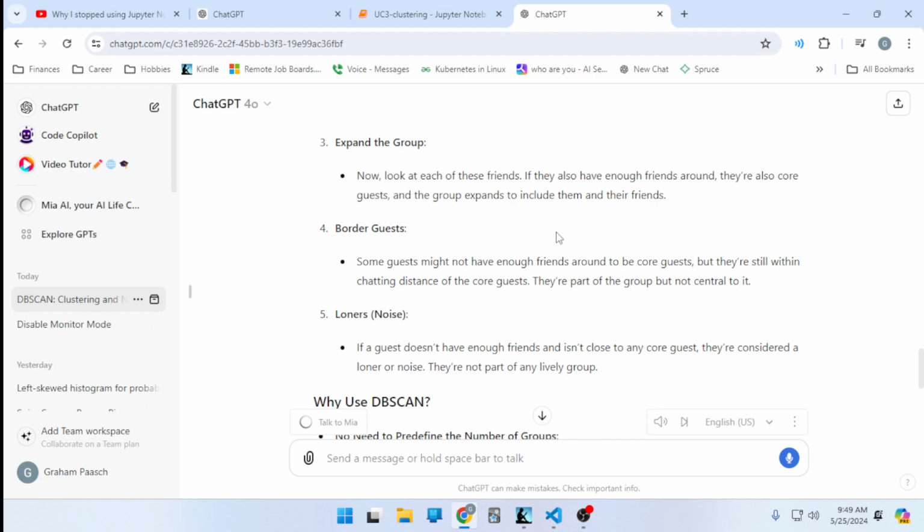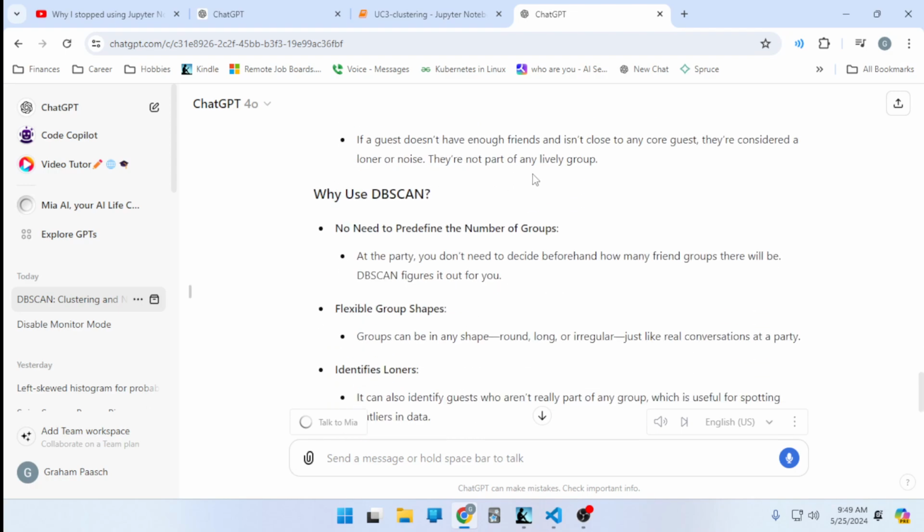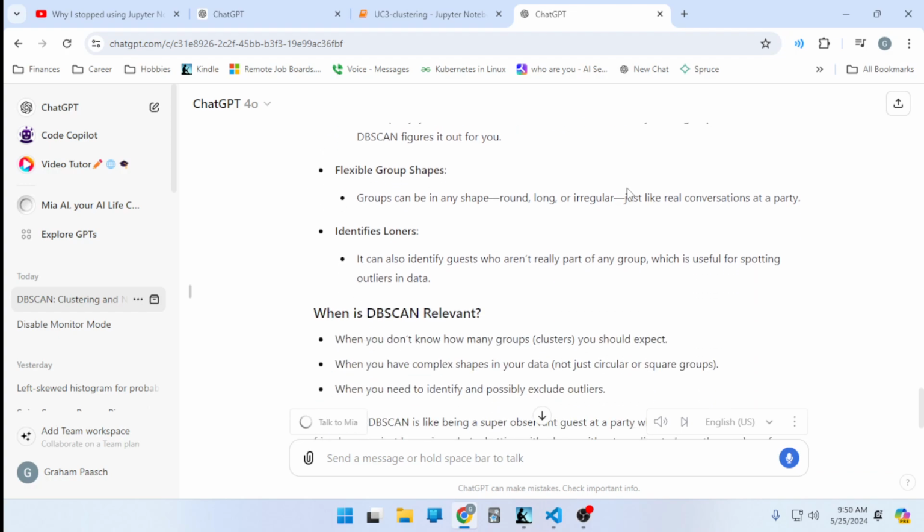Why use DBSCAN? No need to predefine the number of groups. At the party, you don't need to decide beforehand how many friend groups there will be. DBSCAN figures it out for you. Flexible group shapes. Groups can be in any shape, round, long, or irregular, just like real conversations at a party. Identifies loners. It can also identify guests who aren't really part of any group, which is useful for spotting outliers in data.